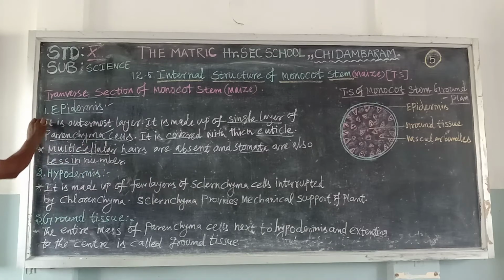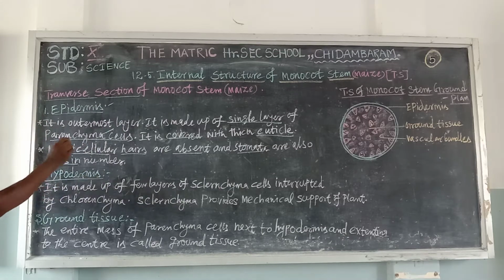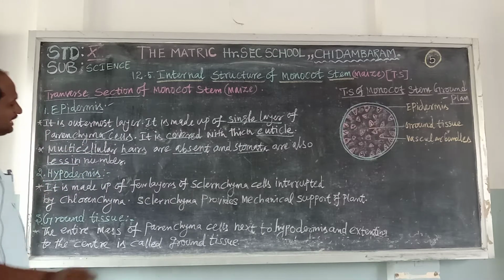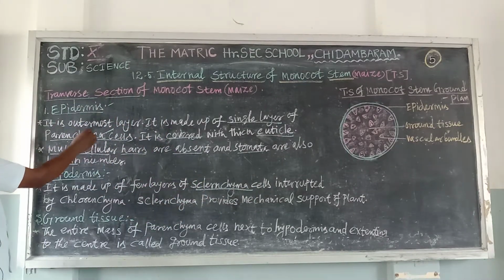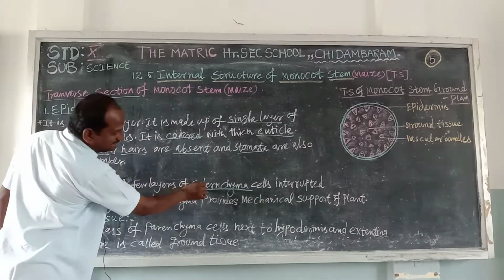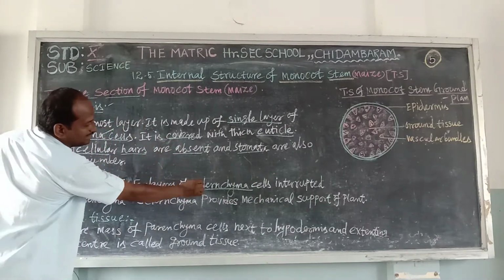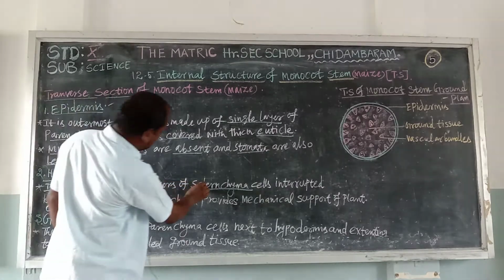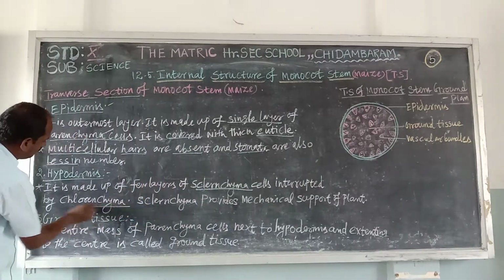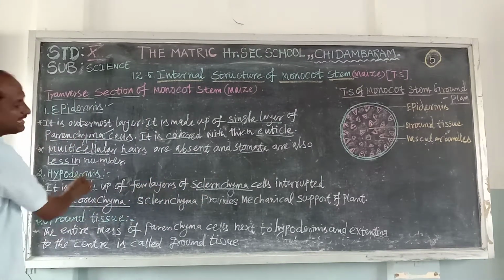Next, the second one is the hypodermis. The hypodermis is made up of a few layers of sclerenchyma. The epidermis is made of parenchyma cells, while the hypodermis is made of sclerenchyma cells. Parenchyma, sclerenchyma and collenchyma form the ground tissue. You already know the ground tissue well. The hypodermis is made up of sclerenchyma and chlorenchyma, so both are characters of the hypodermis.